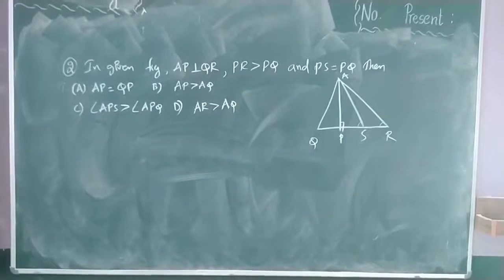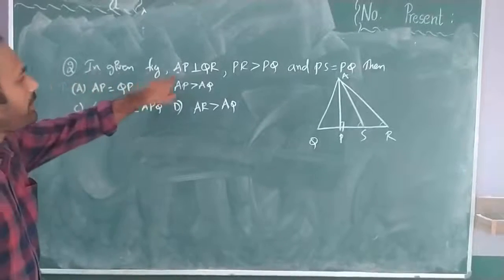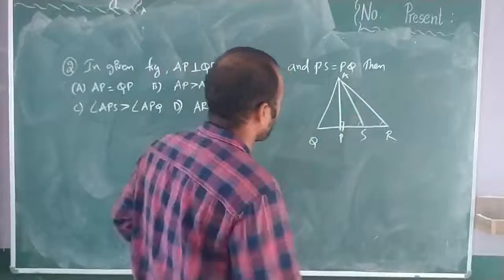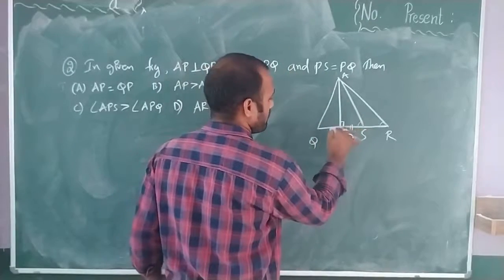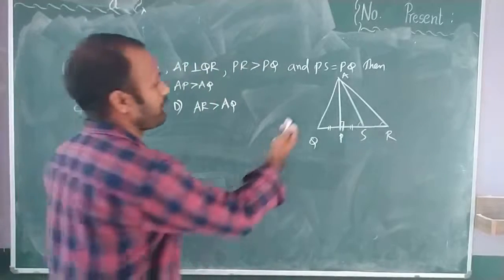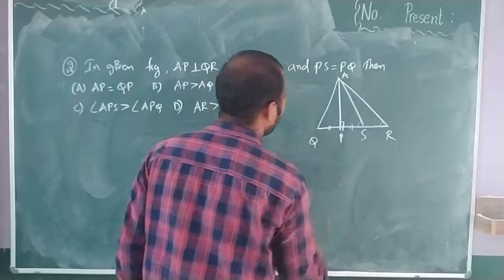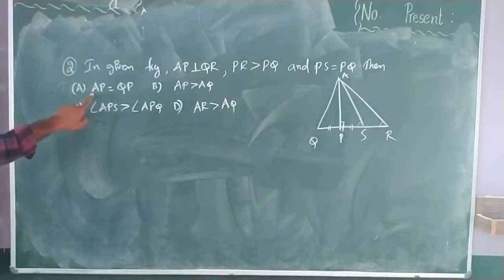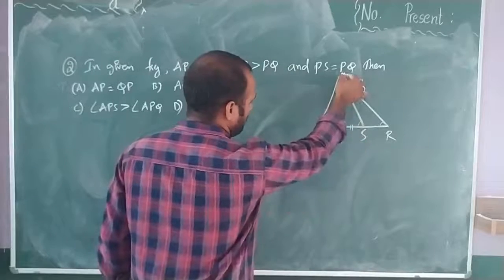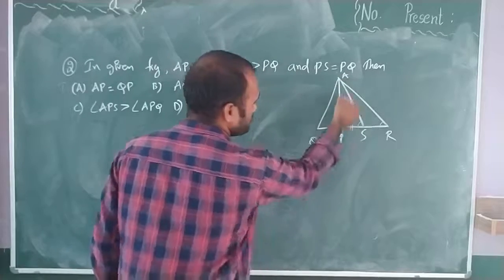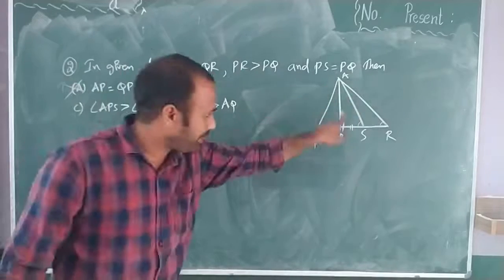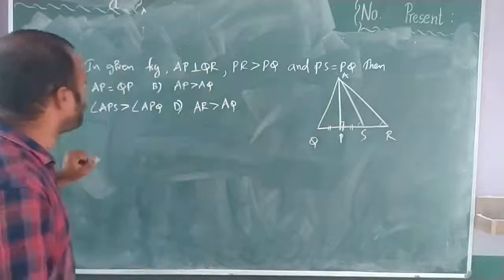Let us start doing the second question. In the given figure, AC is perpendicular to QR, PR is greater than PQ, and PS is equal to PQ. Here PS is equal to PQ, and PR length is greater than PQ length. So option A, AP is equal to QP. It means that AP length and QP length are not equal, so we can eliminate this option easily. If you observe the figure also, AP length and QP length will not be equal.